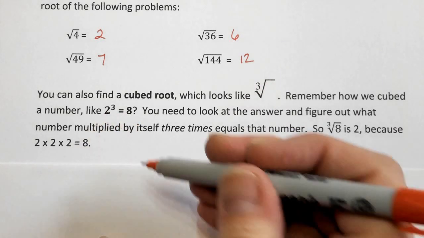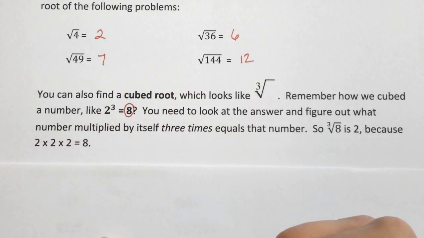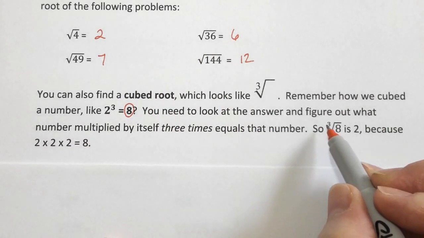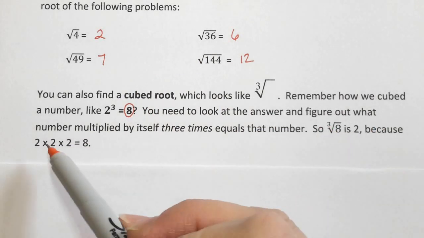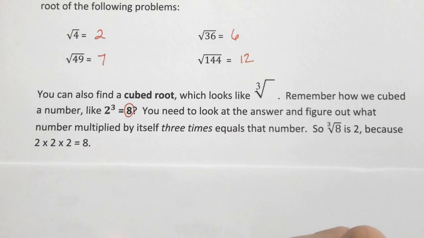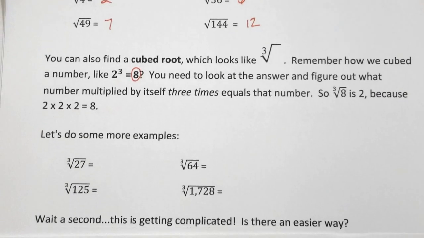Well, this time you're looking at the answer and you're trying to figure out what the base is. You're going back the other way. So for instance, the cubed root of 8 is 2 because 2 times 2 times 2 is 8. Let's do some examples here. That always helps.